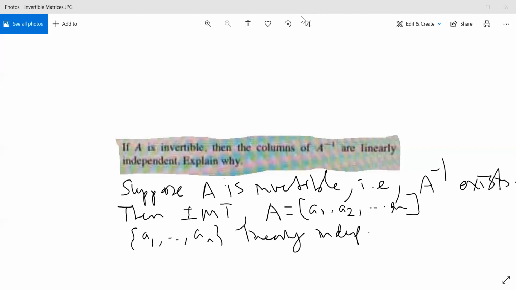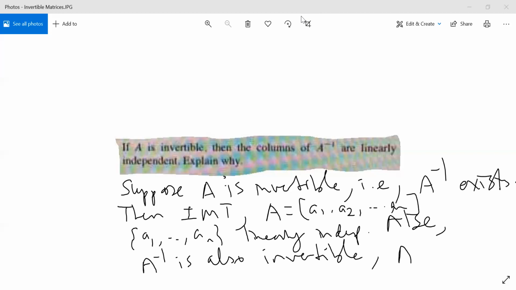That's also one of the consequences. So also we have this, right? We say A inverse is also invertible. In fact, the inverse of this will give you back A, right? So since A is invertible and the columns of A are linearly independent, A inverse is also invertible.